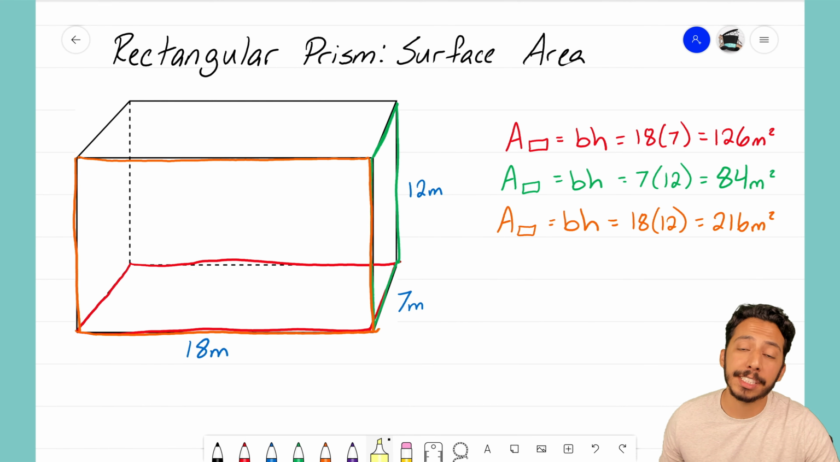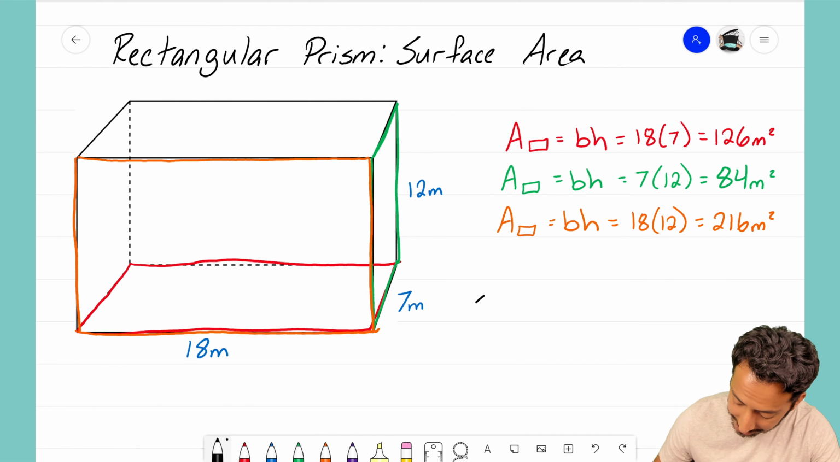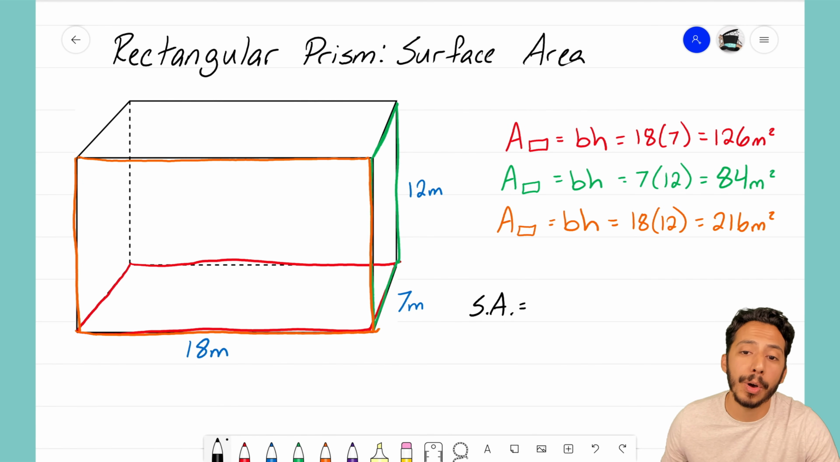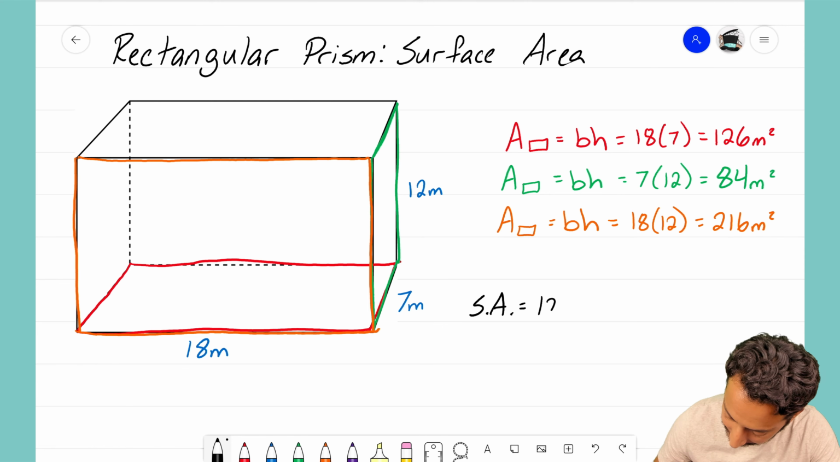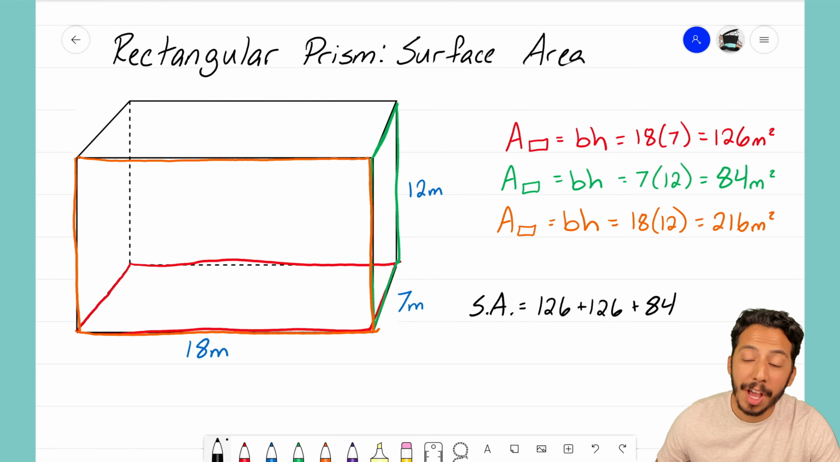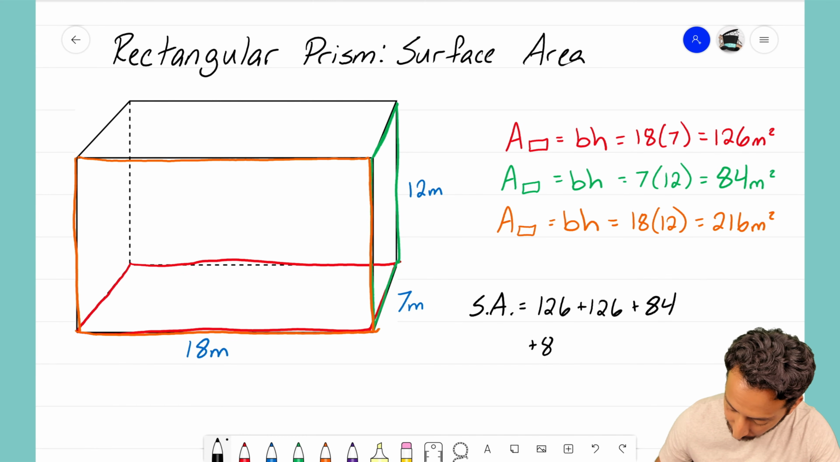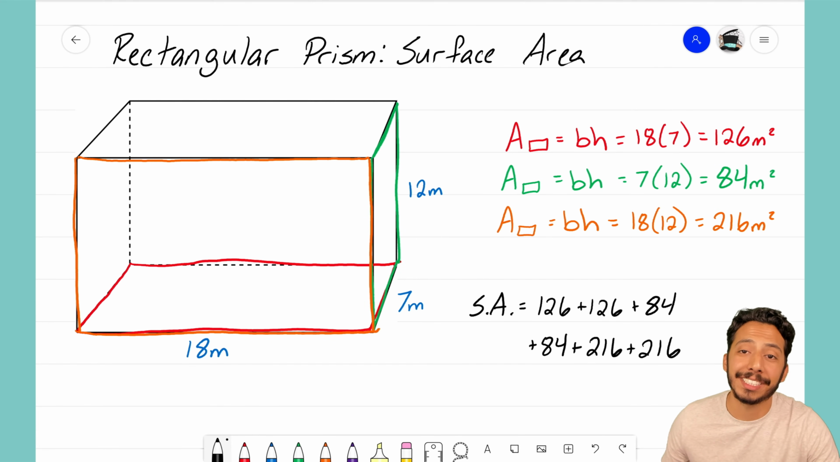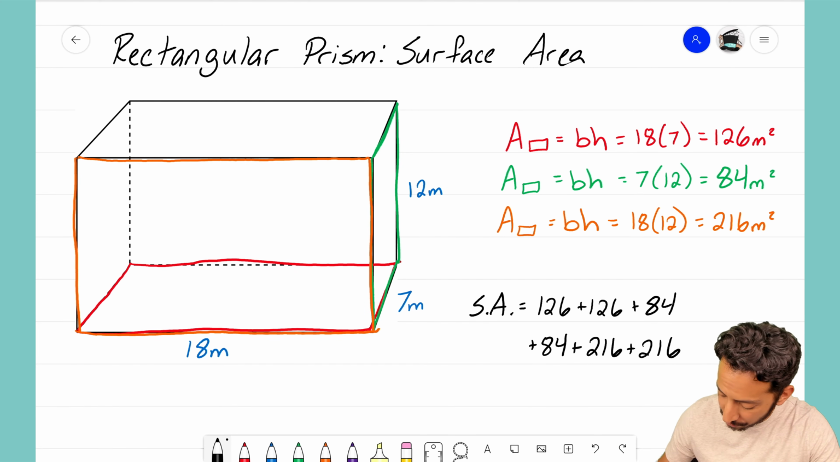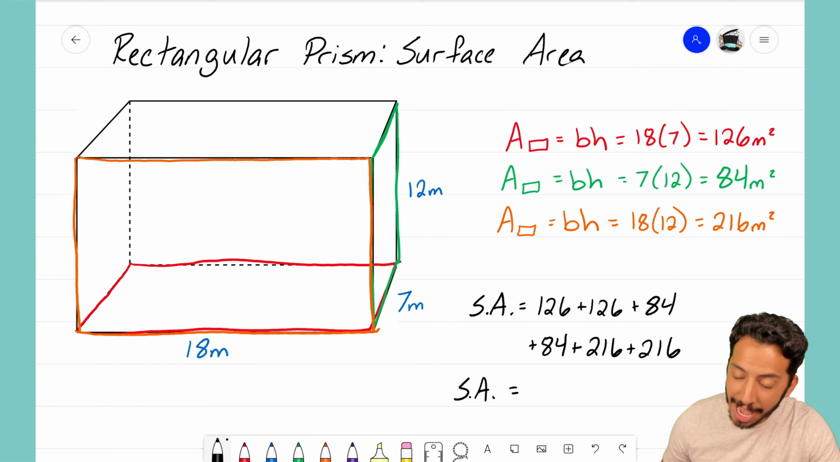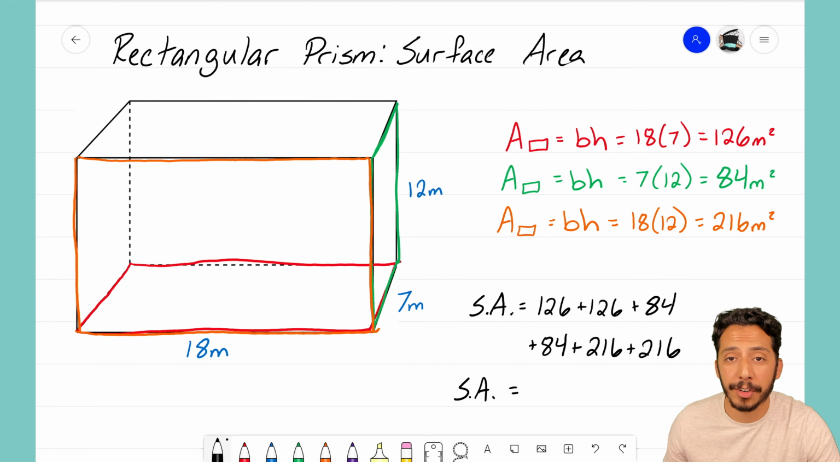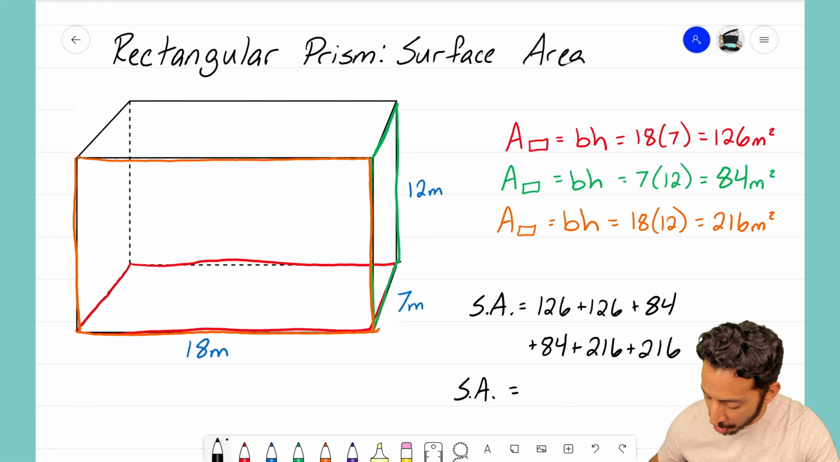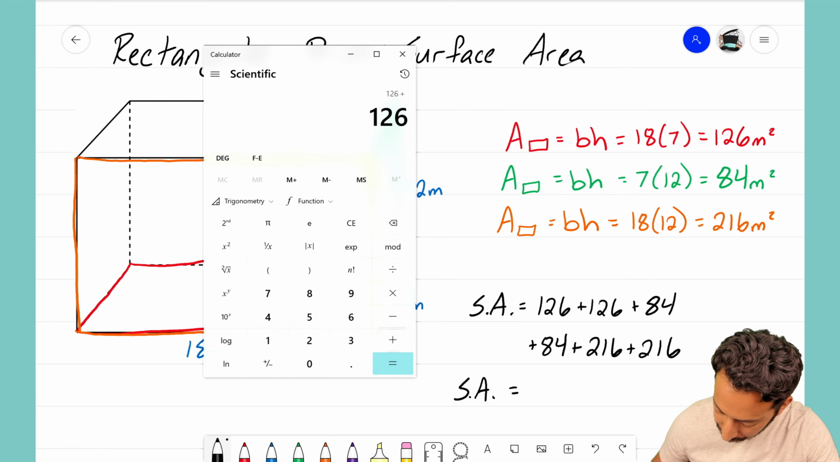So now that we have the areas for every side, our final step here is to take those areas and add them all together. So the bottom is 126, the top is 126, the right side is 84, the left side is also 84, the front side is 216, and the back side is 216. We take all 6 of those numbers, we add them up together, and we will be able to determine the surface area for this rectangular prism. So let's go ahead and do that. We got 126 plus 126 plus 84 plus 84.